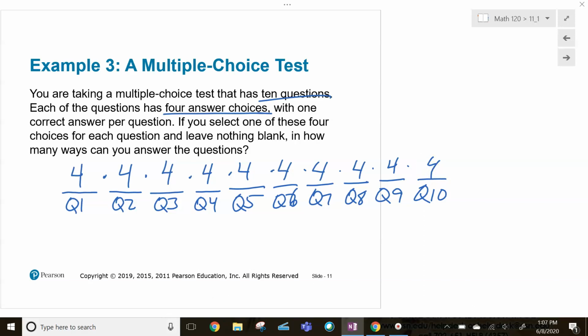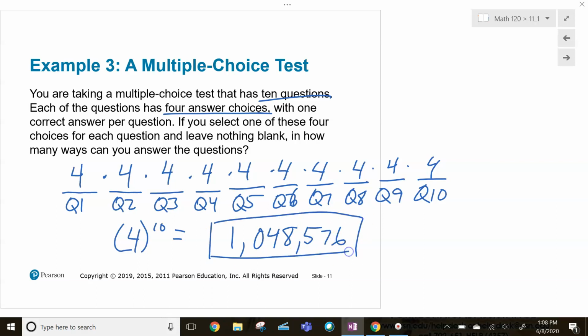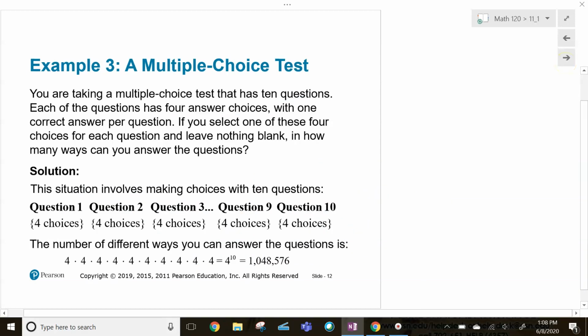Okay, so this just ends up being 4 times 4 times 4 times 4 times 4. In other words, 4 to the 10th power, that's how many different ways that you could answer this test, right? So if it's A, B, C, D, you could have all A's, or you could have the first one A and the rest B's, and so on. That's how many different ways that you can answer that test. All 10 questions.